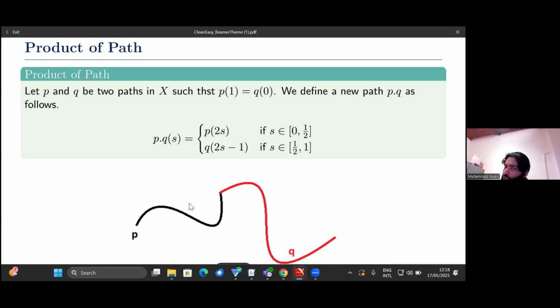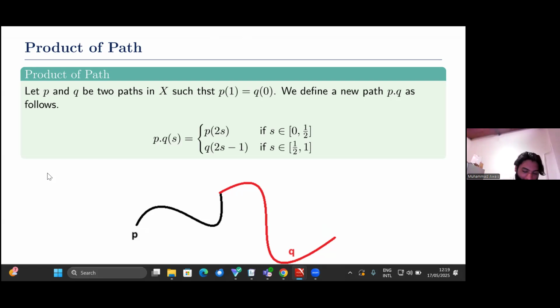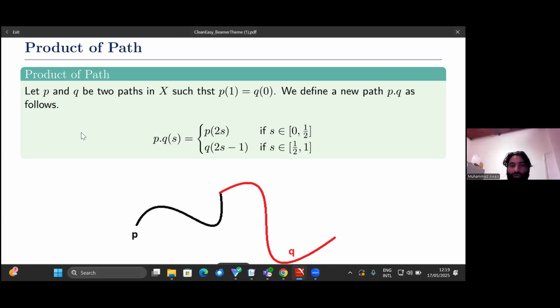Now what I can do is travel this path P if I double my speed. In this way, I will be able to travel this path in half of the time. So I will define a new path. I will double my speed here, and also I will double my speed here. Remember the definition of path is that a map from [0, 1] to space X. So I should be able to define a map P dot Q from [0, 1] to my space.